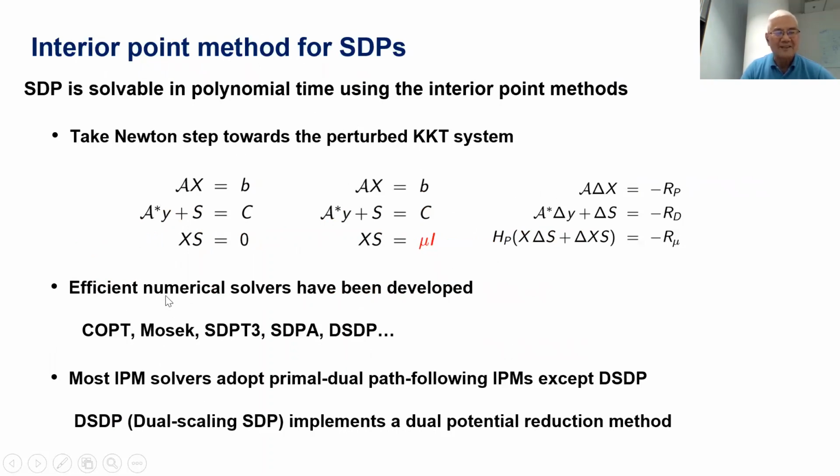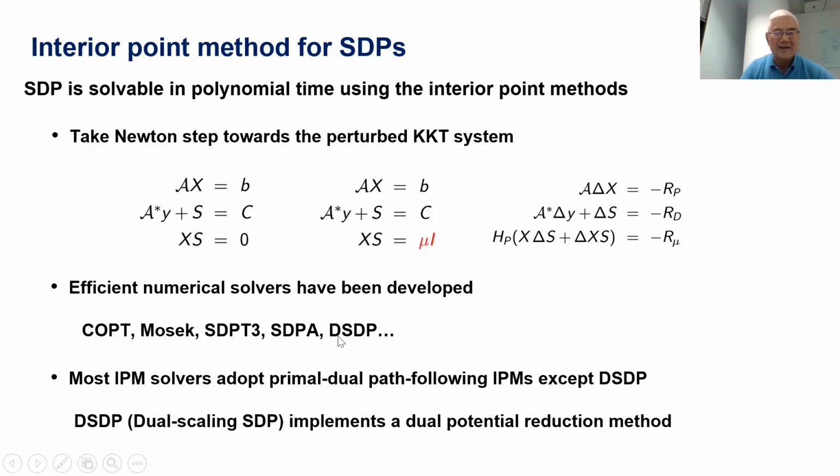What is the SDP? SDP is like finding a symmetric positive semidefinite matrix that satisfies the primal, and this is the dual. The optimality condition is that the two matrices are orthogonal, but on the central path, their multiplication equals mu times I. So the Newton method will solve this system of equations.